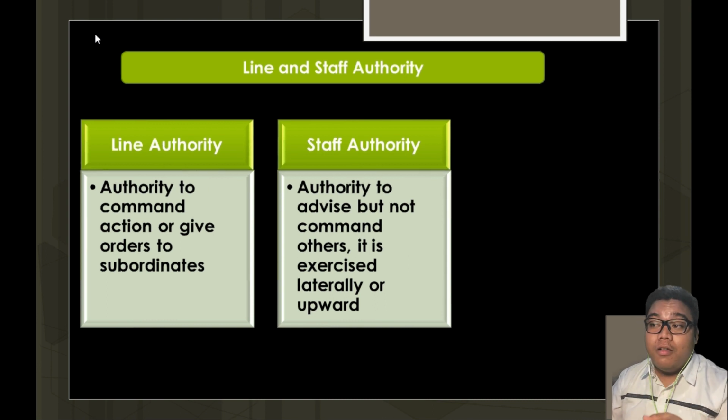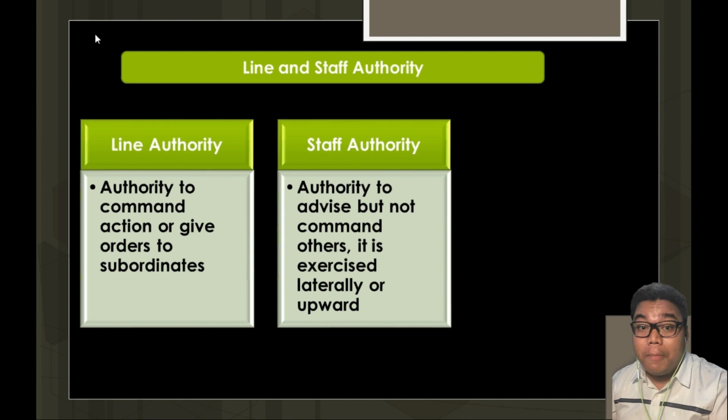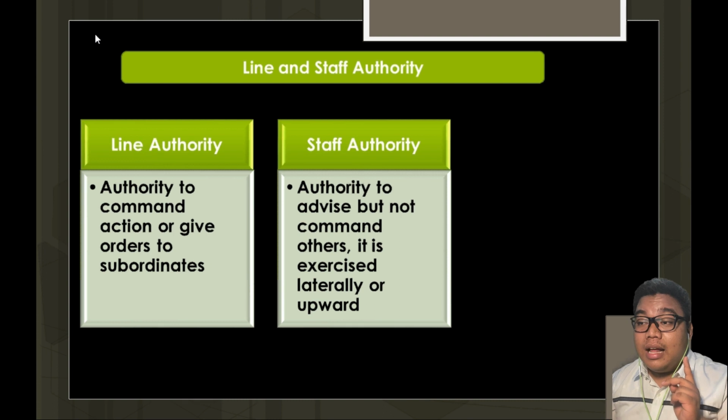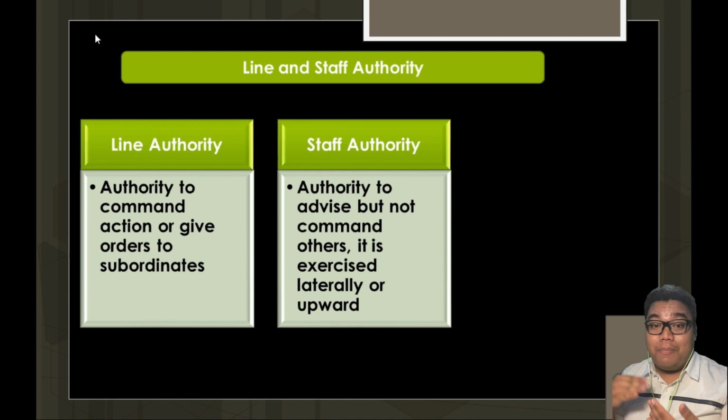So may these two authorities be present in one person in an organization? Of course. A management accountant has that staff authority over the president or the chief executive officer of the organization, because they have the ability to advise or provide solutions that the CEO might consider. While the management accountant also has line authority over the subordinates in the department.